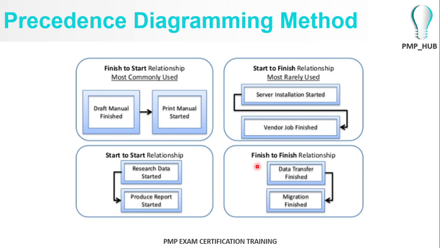Then there's another relationship called finish to finish. To call the migration finished, you first have to finish the data transfer. And there's also a relationship called start to finish, which is very rarely used. For the vendor to define a job as finished, first you have to start the server installation.